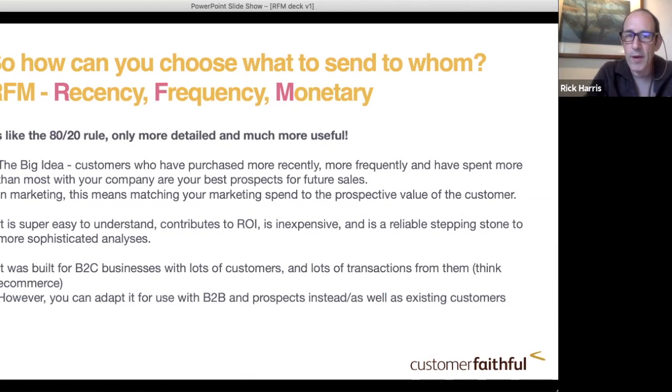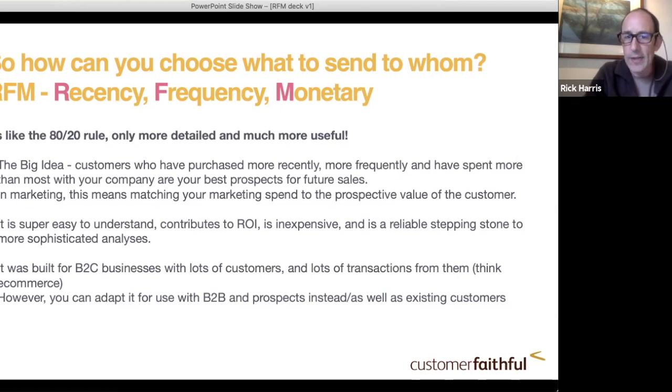Okay, so in marketing, we have really got to say, okay, let's find out who these people are and match what I'm spending on marketing with what I think they're worth. And this technique will give you a good handle on what they're currently worth, and you can also use it to estimate what they might be worth. So it's really easy to understand the principle. I'm going to show you how to do it in a second.